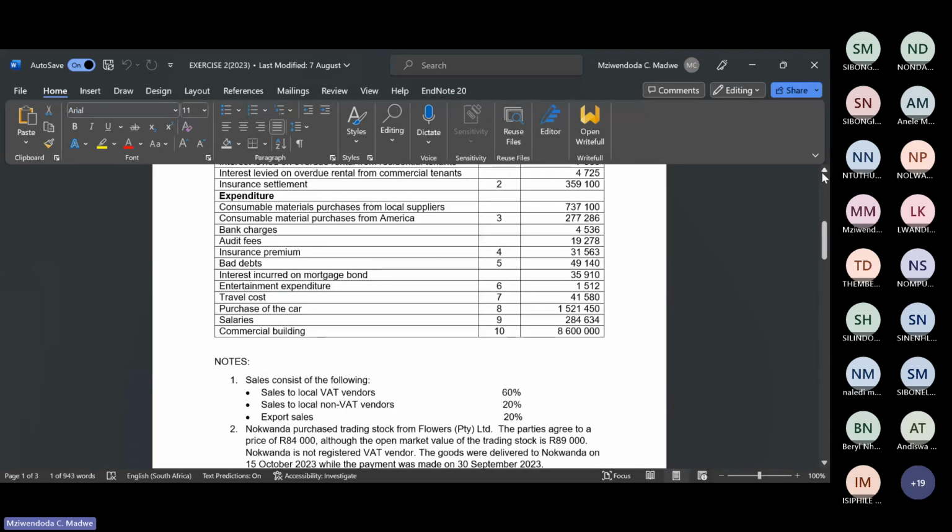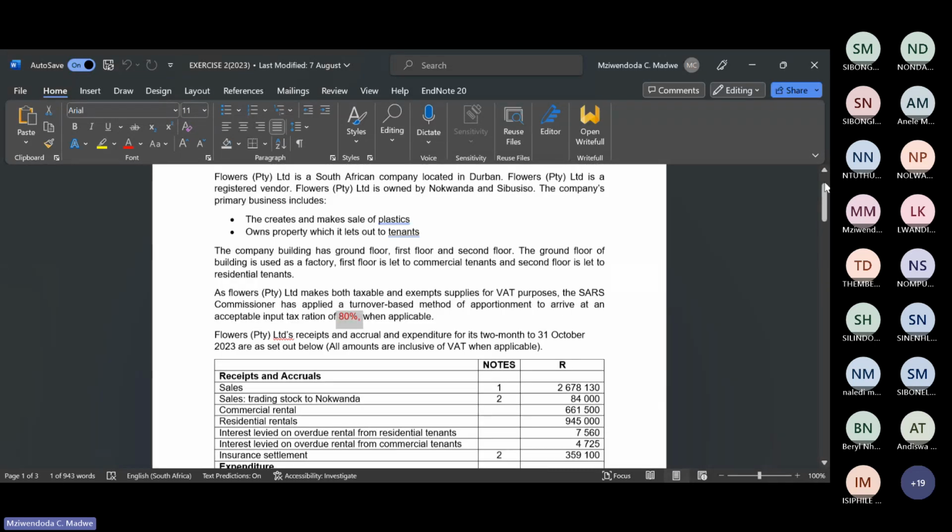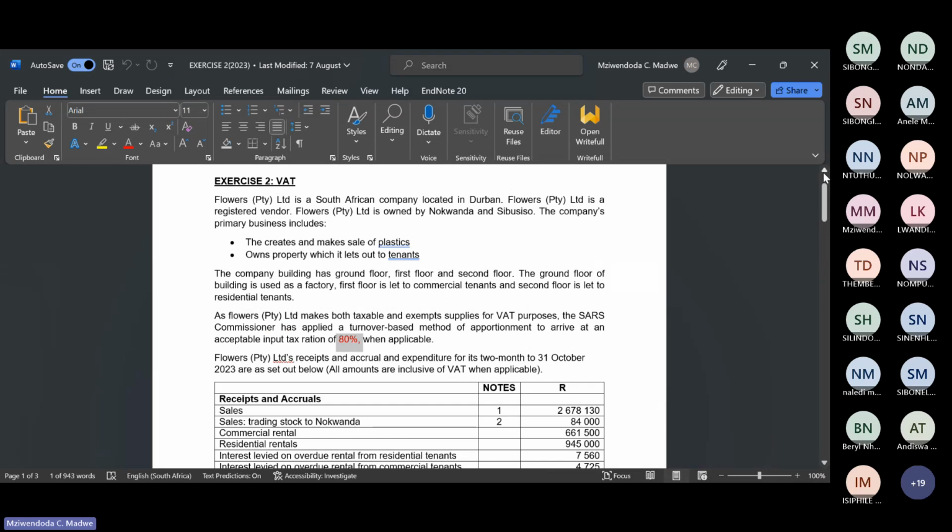Which means that 100%, which is 60, 20, 20, which is equal to 100%, is equal to 2,678,130. So 2,678,130 is your taxable supply. That is your taxable supply.